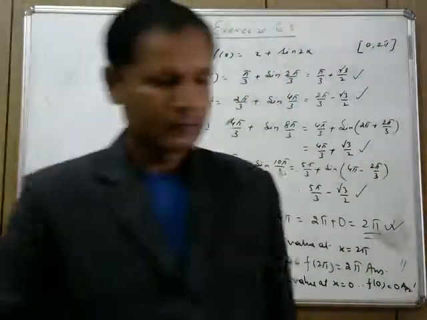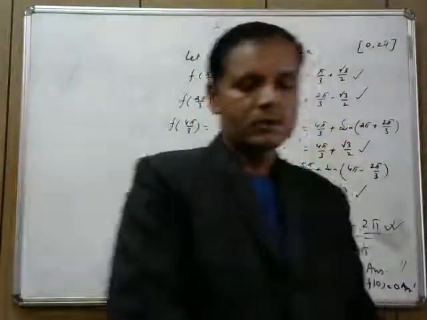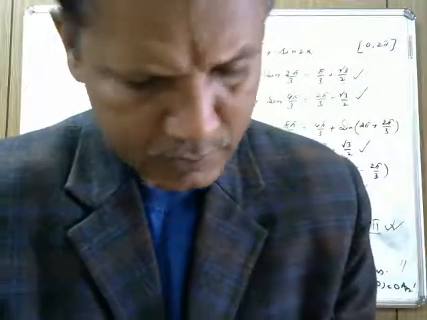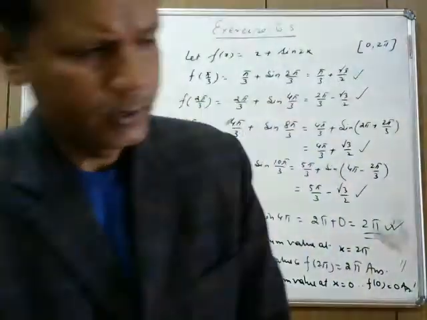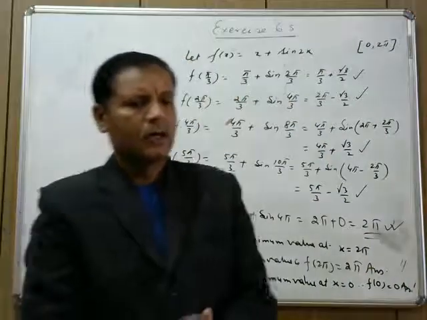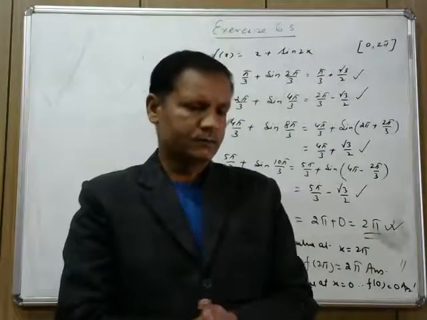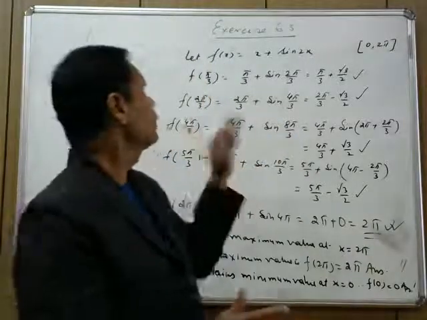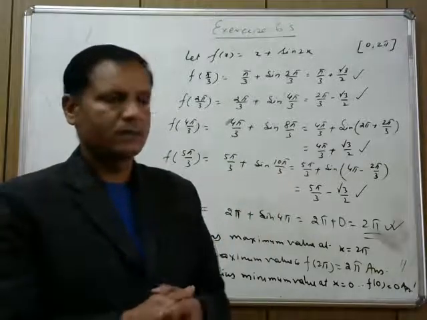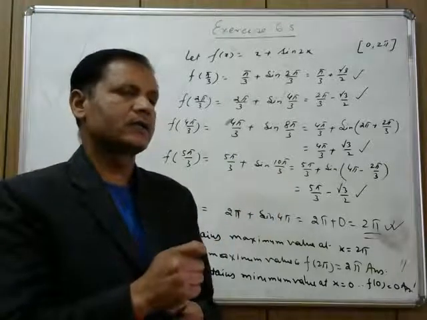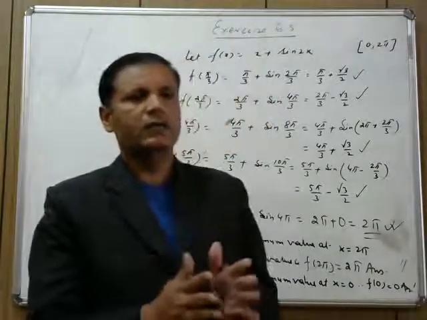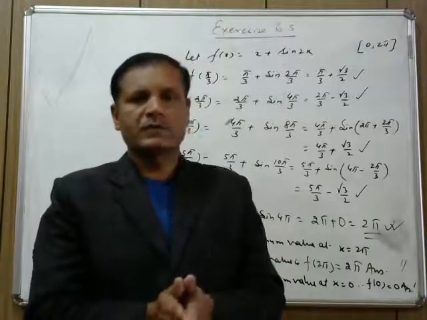Right. Now question number 13 onwards. From question number 13 to 26, all these questions are known as the word problems. In these word problems, the functions are not given. Till now, whichever questions we have solved, all were given with a function and an interval, and you were asked to find out whether it has absolute maximum or absolute minimum value.